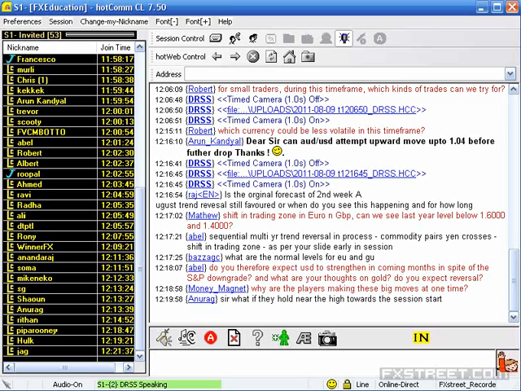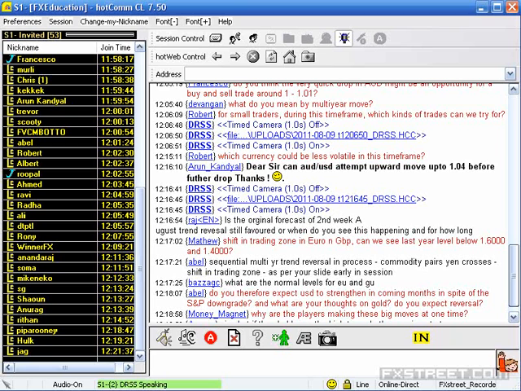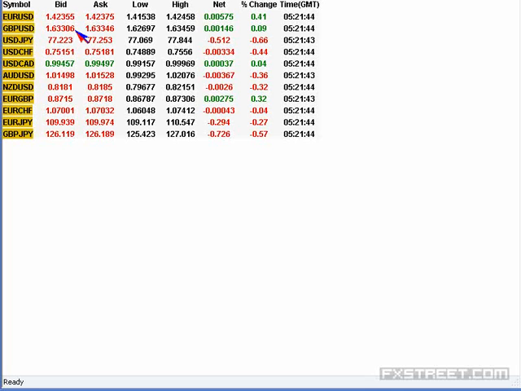Then Robert asks, for small traders during this time frame, which kind of trade can we try? As I explained, if you have the hedging facility, you can do it. Otherwise, you can continue to focus on Euro and GBP. You do either a buy and sell or a sell and buy trade. If you wait for a few days, you will be able to see profit.